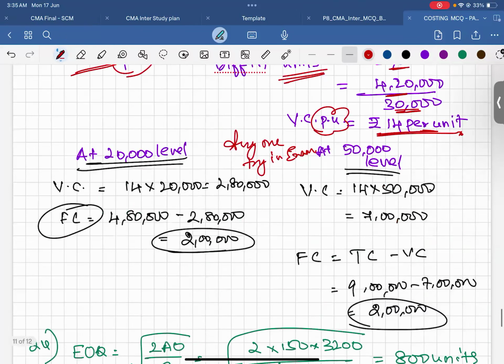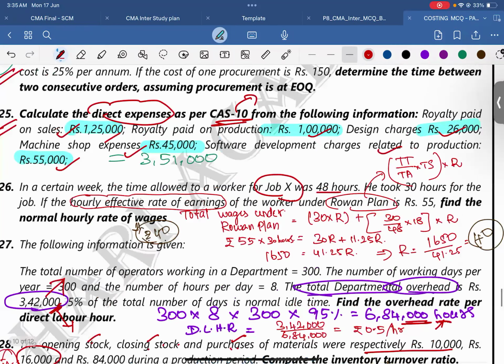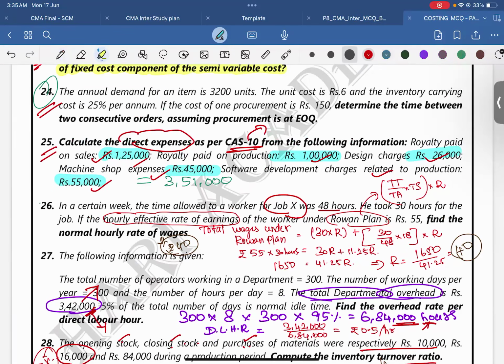We will read the question slowly, steadily. An annual demand for an item is 3,200. Fine. Unit cost is 6. Fine. Inventory carrying cost is 25 percentage per annum. The cost of one procurement, so it is going to be your purchase price. Purchase price, on that calculate 25 percentage. 150 into 25 percentage. The answer given in the module is completely different.